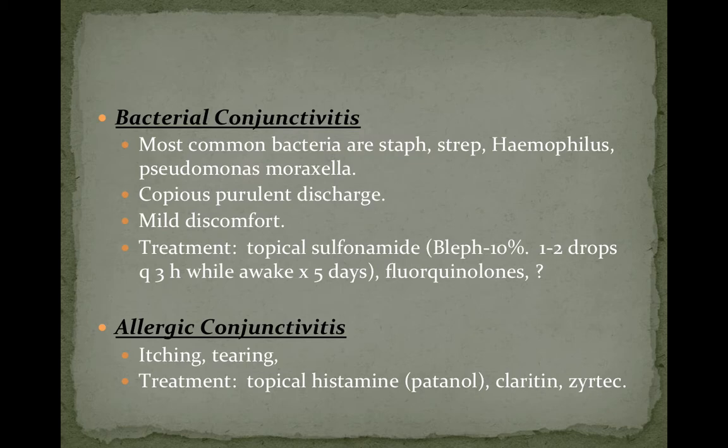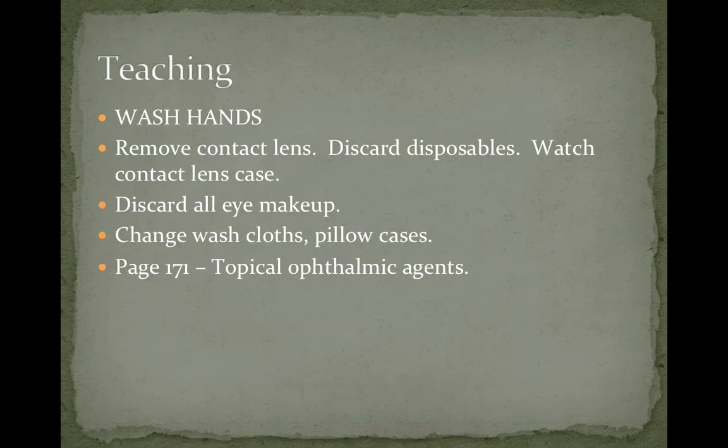For an allergic conjunctivitis, it looks a lot like the viral conjunctivitis. It's a lot of itching and tearing from the eyes, and the treatment is typically a topical antihistamine like Patanol or Claritin and Zyrtec. A lot of times you won't use a topical antihistamine because those Patanol medications tend to be expensive and are not always covered by the insurance companies.